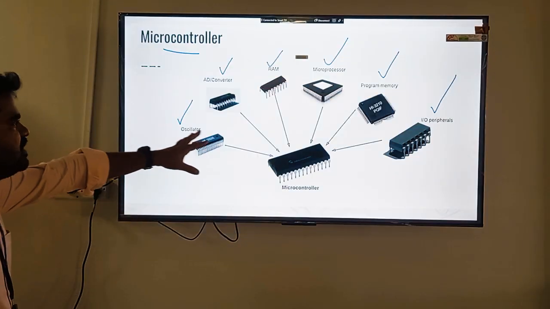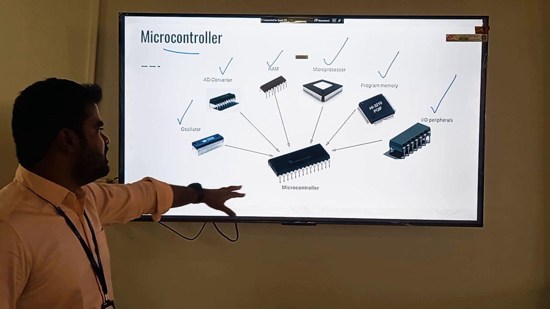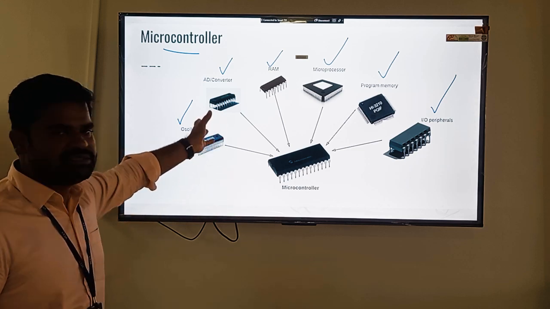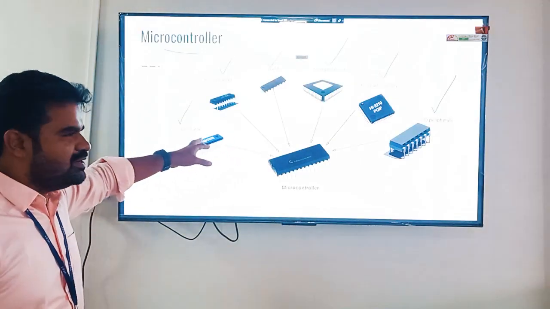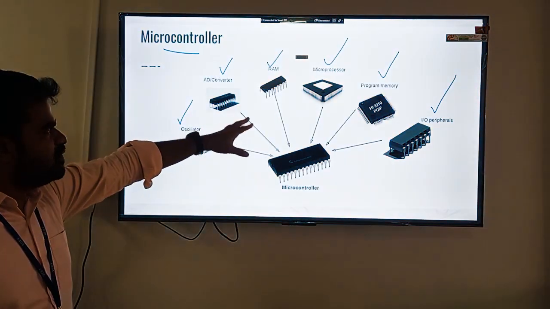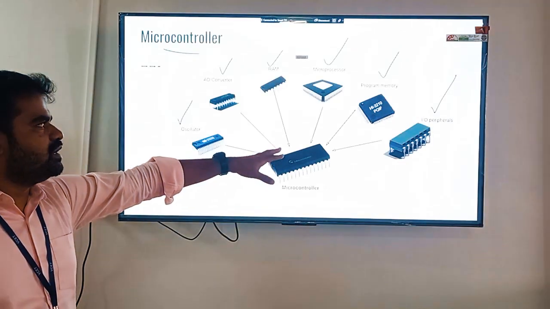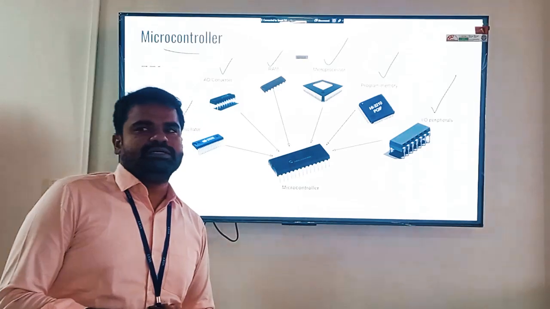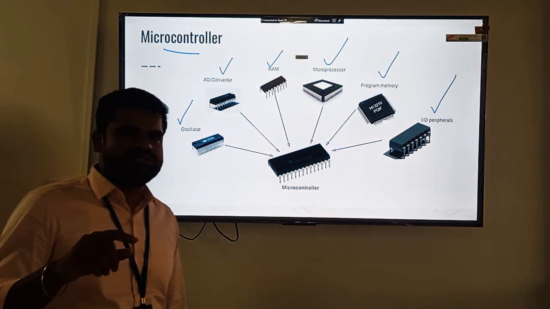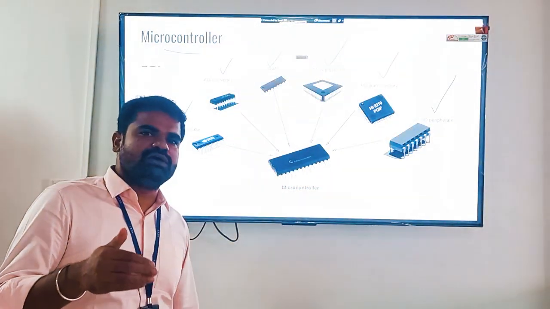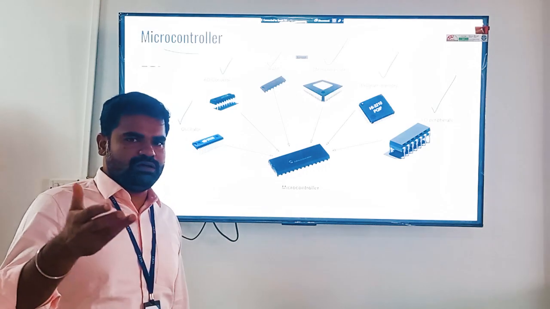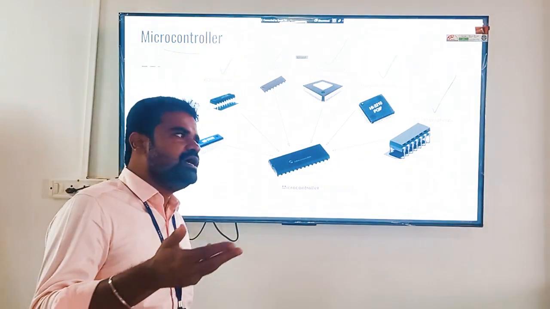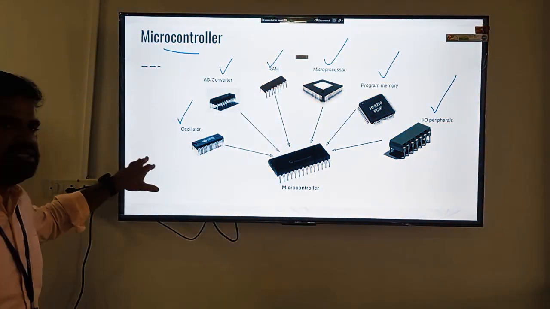So these are the microcontrollers. A microcontroller comprises an accelerator, an AD converter, which is nothing but an analog to digital converter, and then RAM, processor, program memory, and input and output peripherals. So what is an accelerator? The accelerator is nothing but a frequency converter. In India generally our frequency is 50 hertz, and in the USA and other countries it is around 60 hertz. So this is an accelerator.